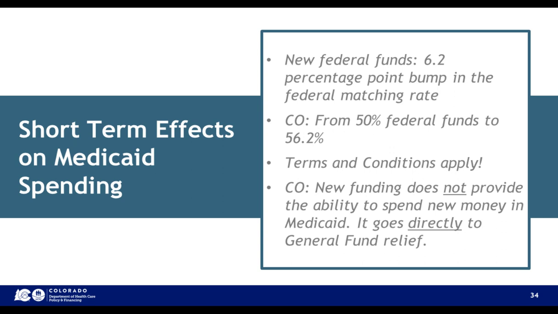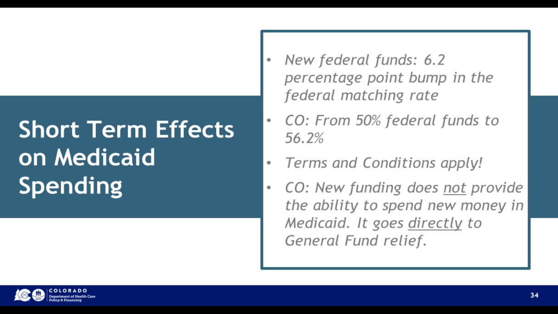What's interesting is that there has been some level of help from the federal government in terms of Medicaid, and the big way that they've done that is by changing our federal matching rate. That's a blanket 6.2 percentage point bump in the federal matching rate across the board for all states. For Colorado, just to make the math real for folks, that brought us from 50% federal funds to 56.2% federal funds. That is actually for some populations, but not all.